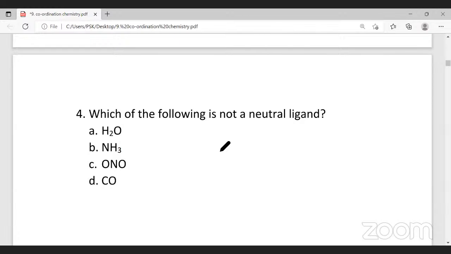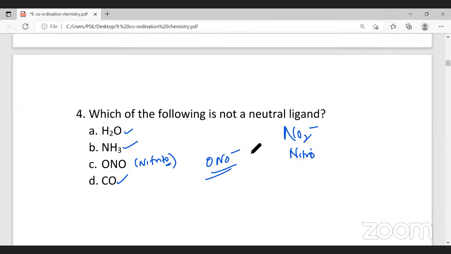Which of the following is not a neutral ligand? Water is a neutral ligand, ammonia is a neutral ligand, carbon monoxide is a neutral ligand. ONO is nitrito, ONO minus. NO2 minus is called nitro, and this is called nitrito, ONO minus. So it is an ambidentate ligand. Here nitrogen is the donor atom, here oxygen is the donor atom. So it's an example of an ambidentate ligand. And this is not a neutral ligand. It is an anionic, negatively charged ligand. The name has to end with O. The next question.